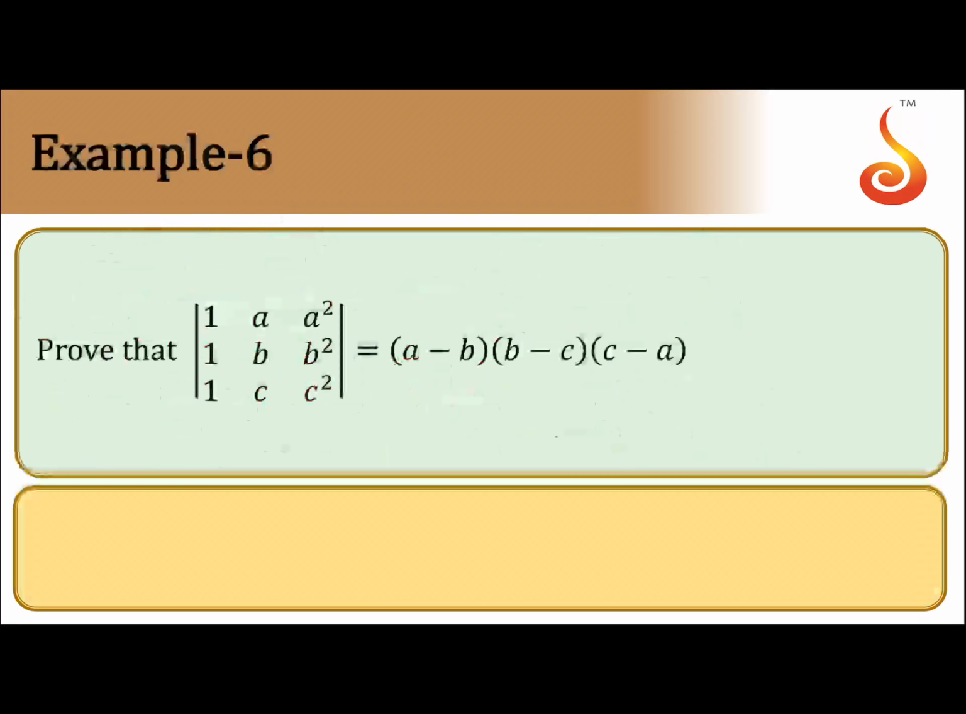1, A, A square; 1, B, B square; 1, C, C square. I hope it's similar to the previous one. 1, A, A cube; 1, B, B cube; 1, C, C cube. We had a similar problem, the fourth example. Let's work it out here also. The determinant is equal to 1, A, A square, because we have done it already. So I would go directly through the process here: 1, A, A square; 1, B, B square; 1, C, C square. As I told you, ones are there in the first column.